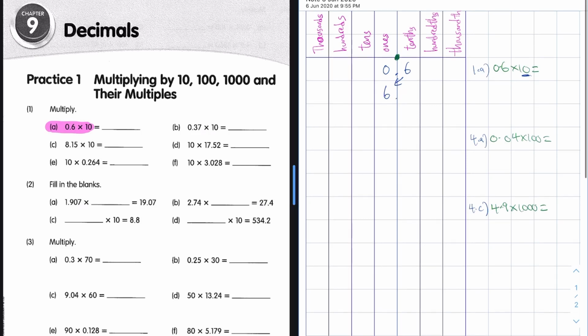So you could also think of it as 6.0, but it's the same value really. And I prefer to keep it simple and not write any unnecessary numbers at all. Okay, so 0.6 times 10 is 6.